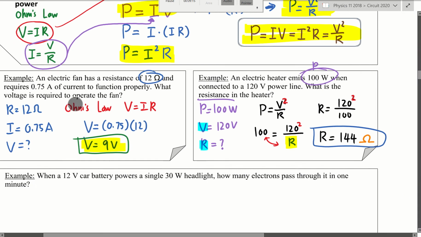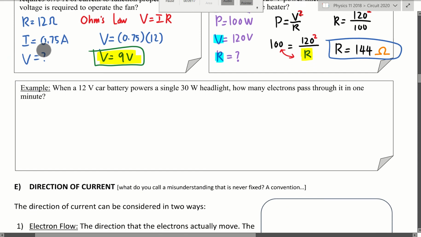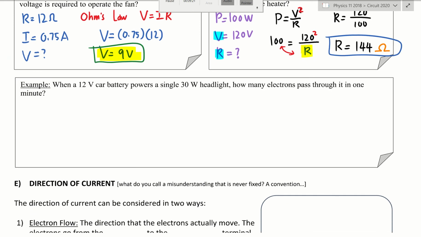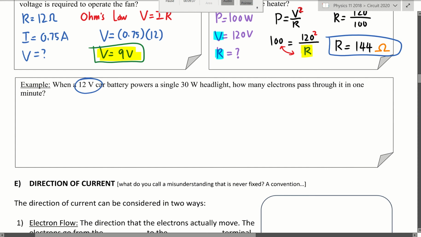Okay, so the next example is actually going to be a little bit hard. Example: a 12-volt car battery. So in your car, the battery is a 12-volt battery. It powers any electronic devices that are in your car. And a single 30-watt headlight. So your car has a headlight. Now, let's say the battery is 12 volt and the headlight is 30 watt. That means it needs to consume 30 joules of energy per second in order to actually light up.